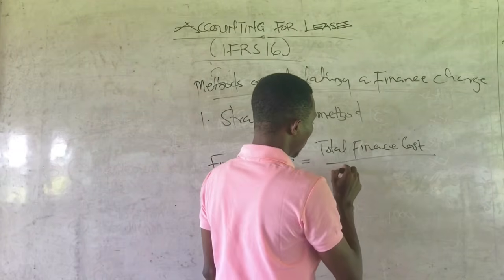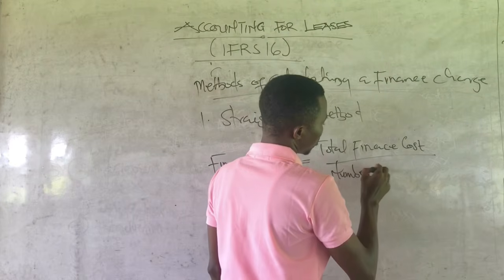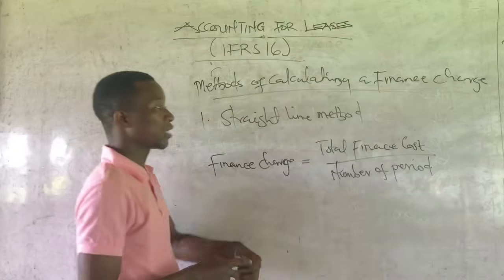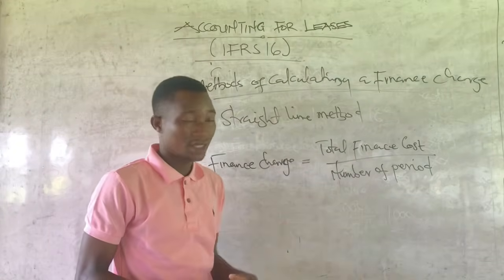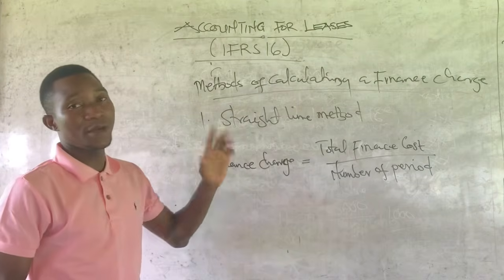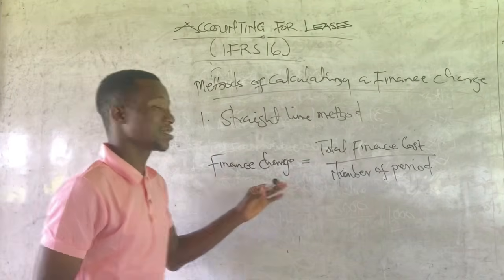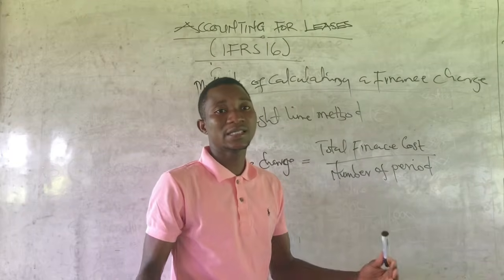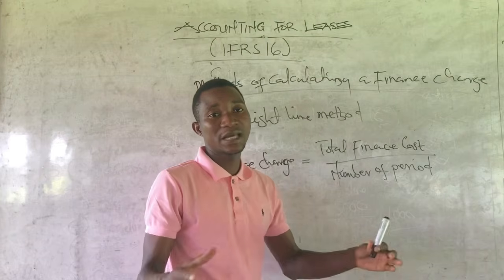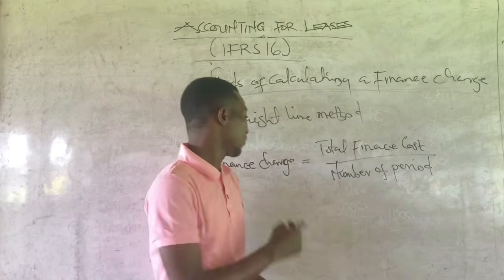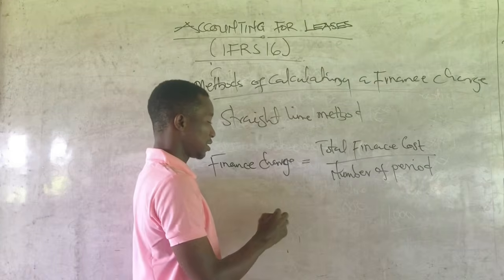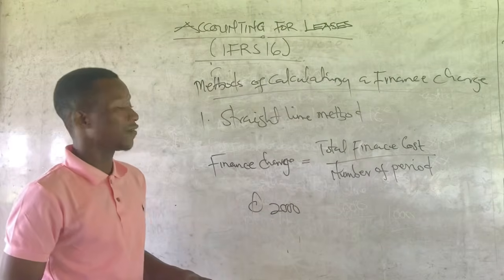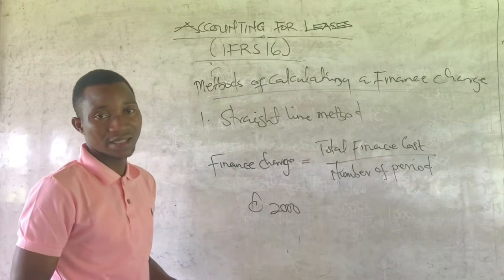So the total finance cost over the number of periods will give us the finance charge per period. It means that the finance charge will be equal because it is a straight line method. It will be the same throughout the entire lease term. If the lease term is 5 years and the finance charge is, let's say, 2,000 cedis, then for every year the finance charge is going to be 2,000 Ghana cedis.